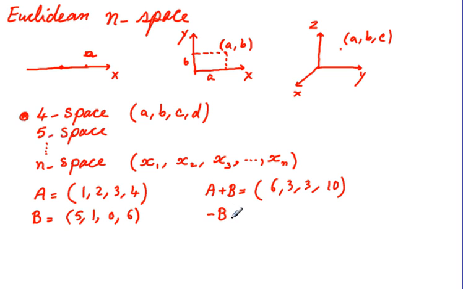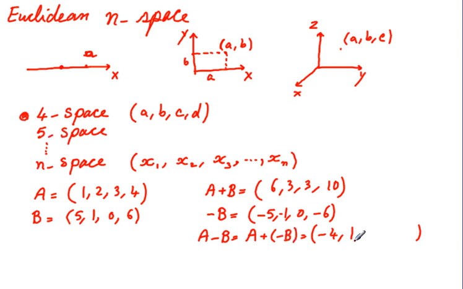Negative of a certain vector is just multiplying all of its entries by -1. Subtraction of 2 vectors is simply addition of 1 to the negative of the other one. So again, it just comes naturally. You're subtracting these: 1 minus 5, 2 minus 1, 3 minus 0, 4 minus 6, and so on.